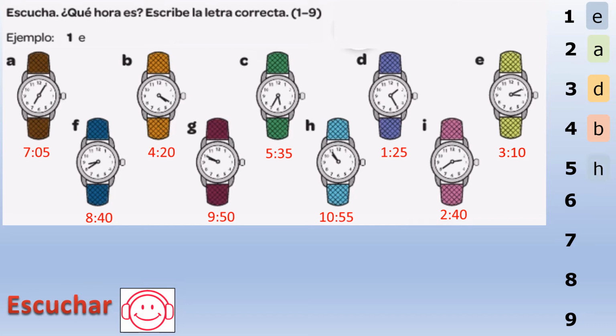Número 6, they said son las 10 menos 10, so that's letra G. Número 7, they said son las 9 menos 20, letra F. Número 8, they said son las 6 menos 25, letra C. Y número 9, son las 3 menos 20, so letra I.